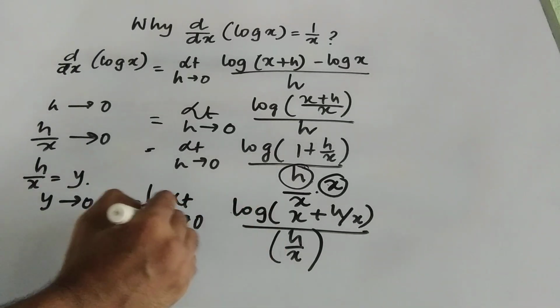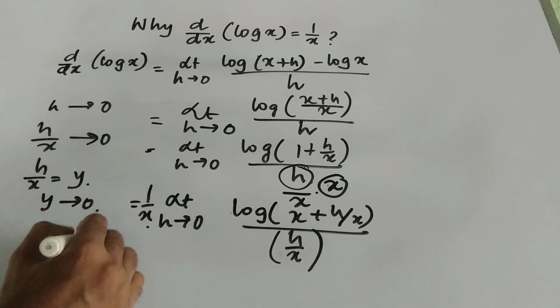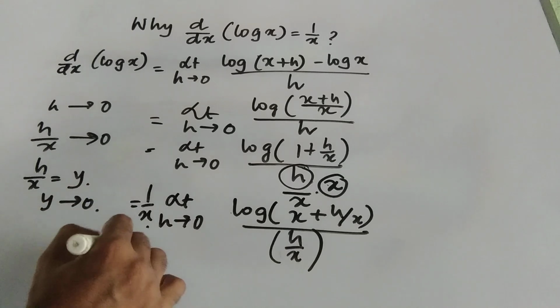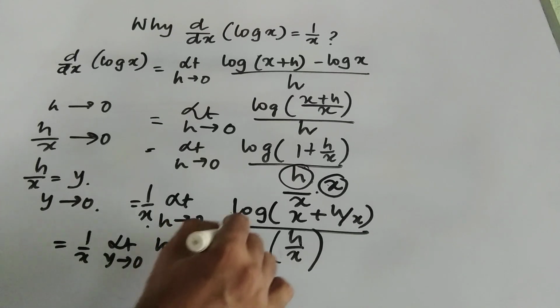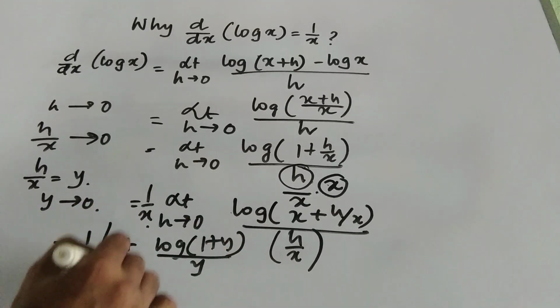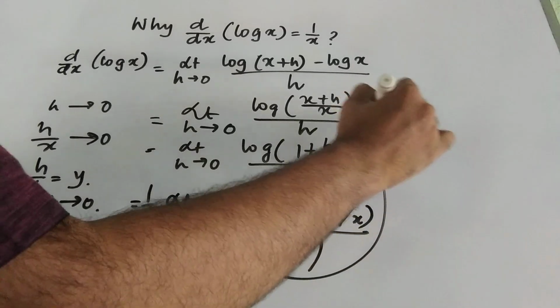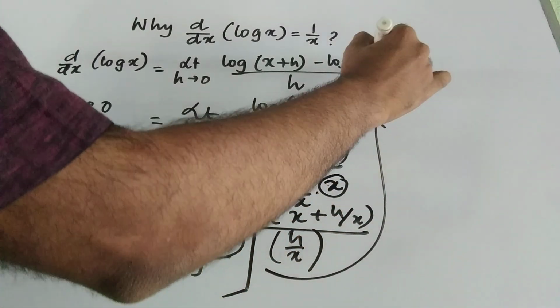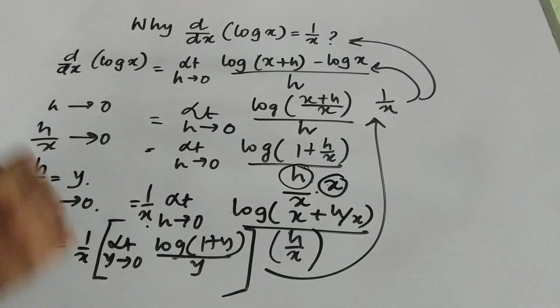So what is the expression now? Now the expression becomes, 1 by x is already outside of the limit, limit y tends to 0 of log of 1 plus y whole divided by y. Right? And this, by the first principle of limit, is 1. So the only remaining expression is 1 by x. What is the value of this? That is the value of this, 1 by x. That means by first principle using limits I can derive that d/dx of log x is 1 by x.